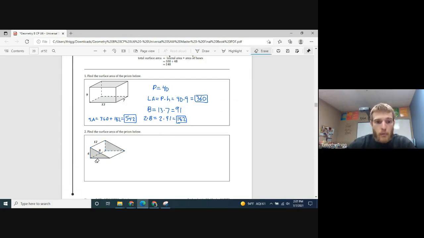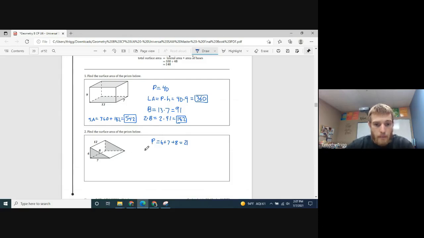So when we find the perimeter, we want the perimeter of the base. If we want to find the perimeter of this triangle, imagine walking all the way around this triangle. What would be its perimeter? Well, you would add 6 plus 7 plus 8. So that's 21. So the perimeter of the base in this case is 21.